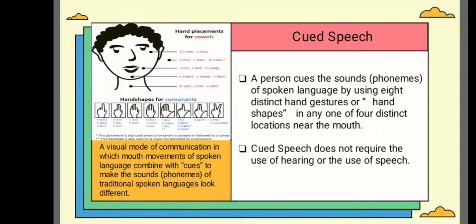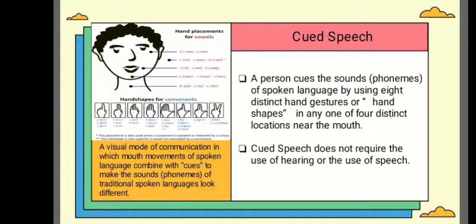And for cued speech, it is a visual mode of communication in which the mouth movement of spoken language is combined with cues to make the sounds or phonemes of traditional spoken language look different. Cueing allows users who are deaf, hard of hearing, or who have language communication disorders to access the basic fundamental properties of spoken language through the use of vision.